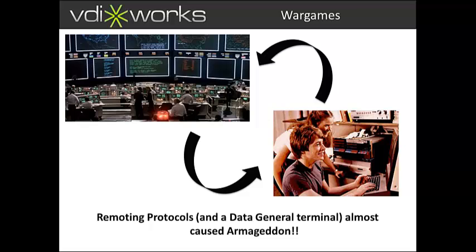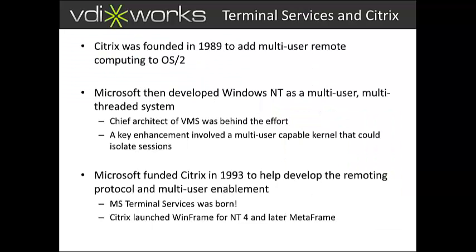So with that, from the early X-Window and text-based protocols, things evolved, and a couple of companies started to play a very key role in this evolution, and those two companies were Citrix and Microsoft. Citrix was founded at the end of the 80s in 1989, and the original product was essentially a multi-user remote computing stack that sat on top of IBM's OS2 operating system.